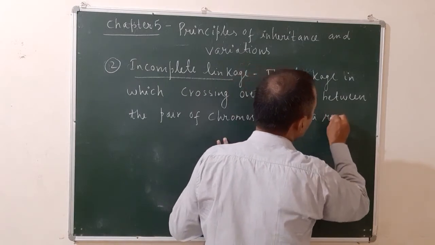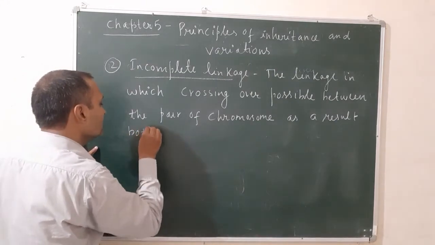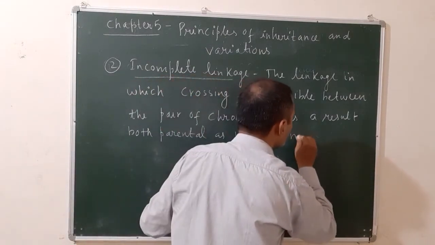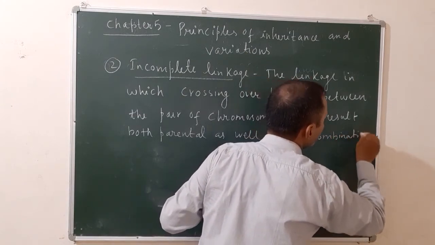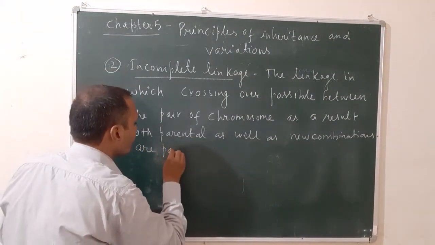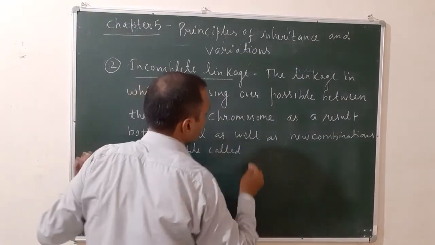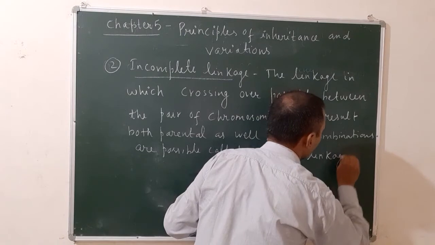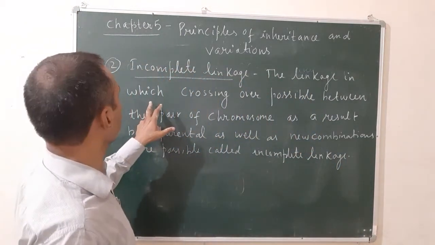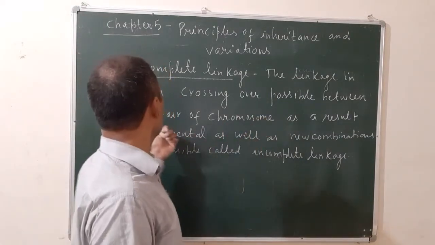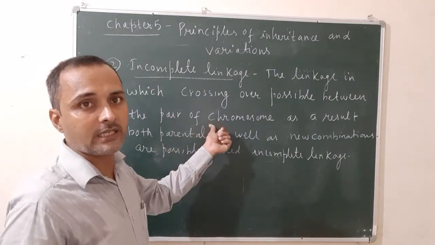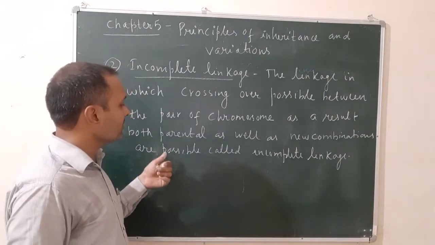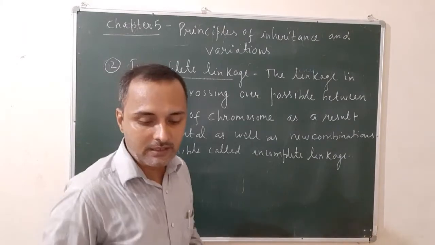As a result, both parental as well as new combinations, that means recombinants, are possible, called incomplete linkage. Once again, what is incomplete linkage? The linkage in which crossing over takes place between the pair of chromosome. Why? Because genes are distantly located. As a result, both parental as well as new combinations, that is recombinants, are possible and produced, called incomplete linkage. You can see by taking an example.